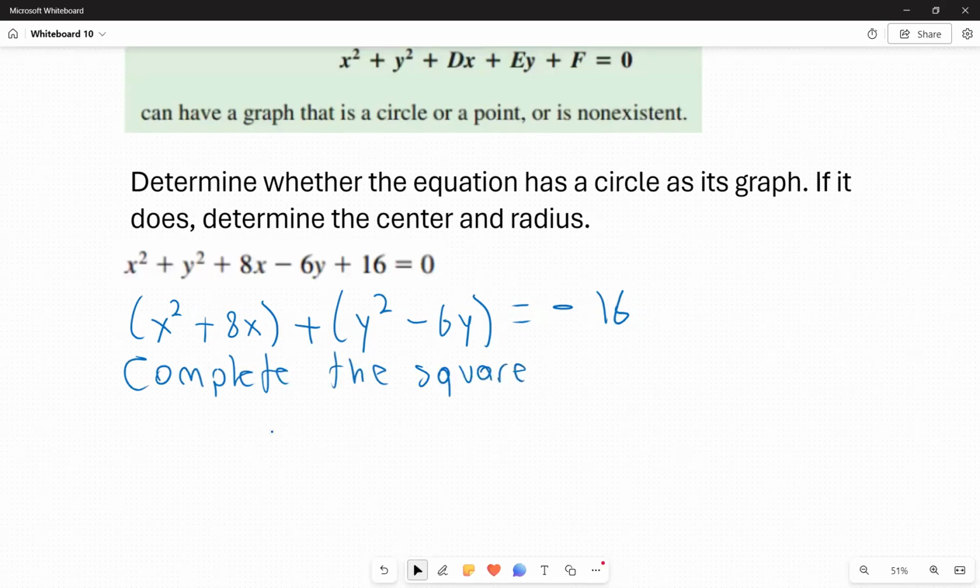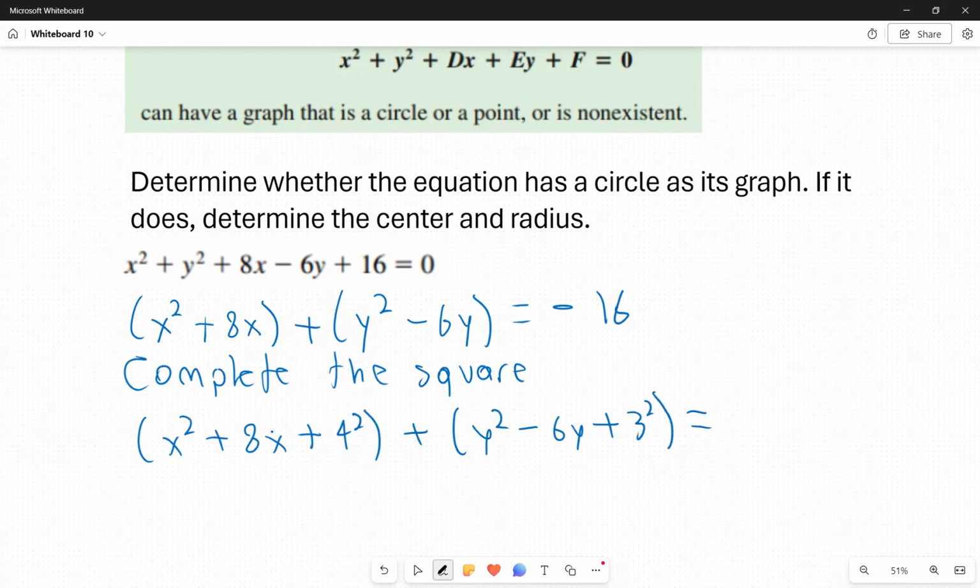So the expressions within parentheses become perfect square trinomials. So in the first expression, we need to divide 8 by 2 and square it. So 8 over 2 is 4. And then divide 6 by 2 and square it. 6 over 2 is 3, and square it. And to keep things equal, what I'm adding to the left side, I need to add to the right side. So that's going to be minus 16 plus 4 squared plus 3 squared. I need to keep things balanced.